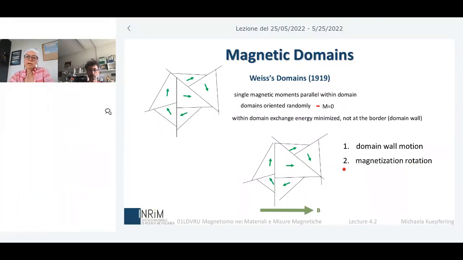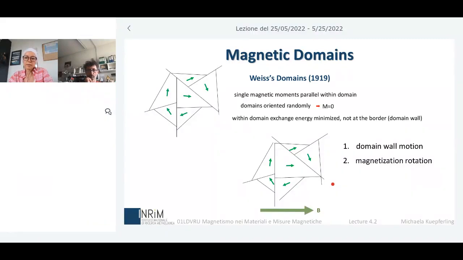And this is called magnetization rotation. Now you see that this arrow rotated a little bit and is now parallel to the magnetic field. And both these processes are really essential to understand the behavior of a magnetic material when we bring it in a magnetic field. And this will be perfectly described then by the so-called hysteresis curve that, of course, you heard already about, and which describes the behavior of a magnetic material.